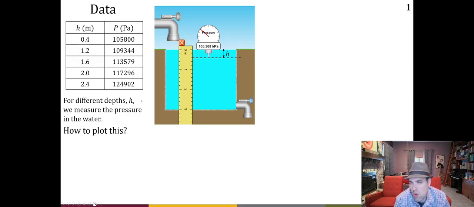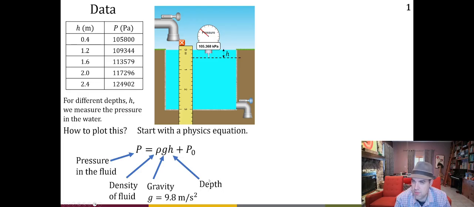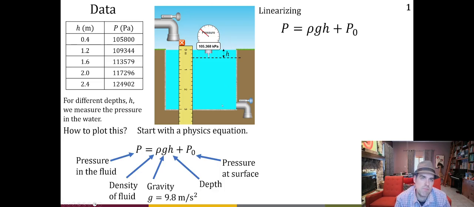Now, the goal is to get the density of this fluid, but how are we going to plot this in order to help us do that? Well, we're always going to start with a physics equation. In this case, our pressure in the fluid equation, P equals rho g h plus P0. As a reminder, P is the pressure in the fluid. Rho is the density of the fluid. g is gravity, 9.8 at the surface of Earth. And h here again is the depth. And P0 is the pressure at the surface. This is the air pressure right above the surface of the water.